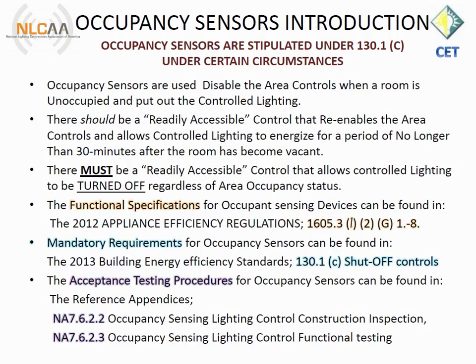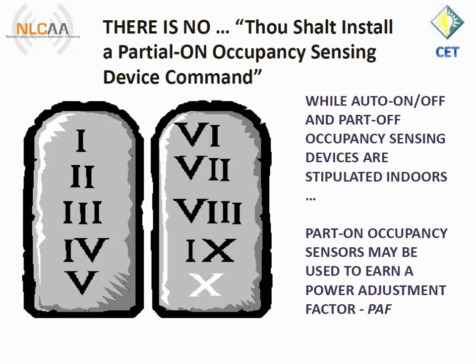Some occupancy sensor types are mandatory under the code in some areas. All the information about occupancy sensors is found in the usual locations in the 4 code manuals that we looked at in Pitfalls Section 1. There is no "thou shalt install a partial on occupancy sensing device" command in the code. This is the 2013 code. Please remember that. You can earn a PAF for partial on under the 2013 code.